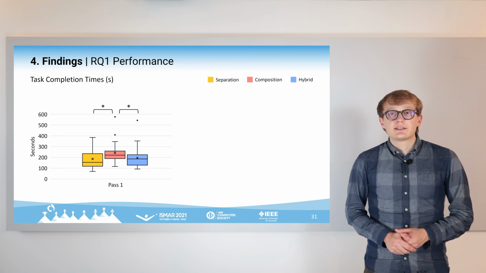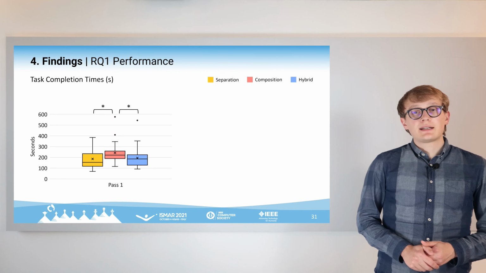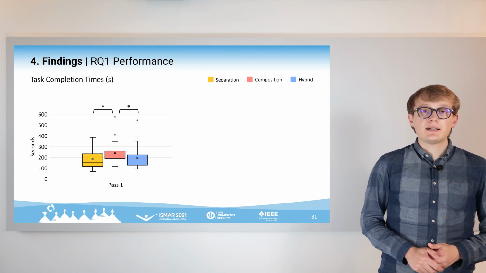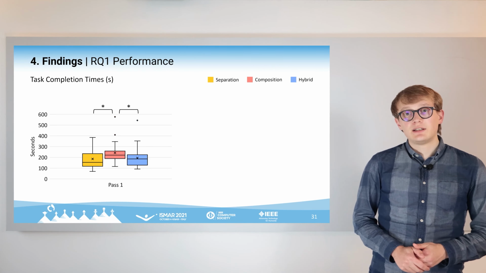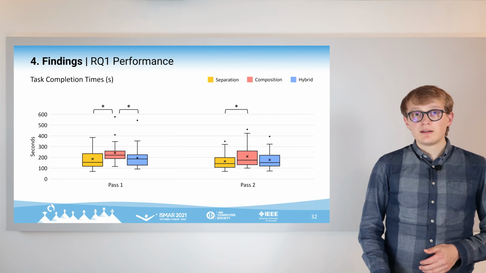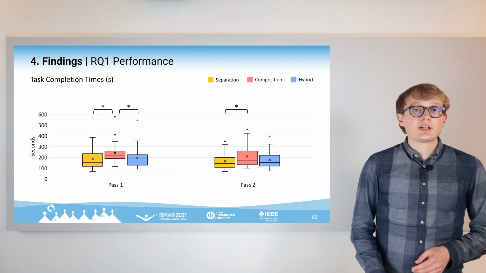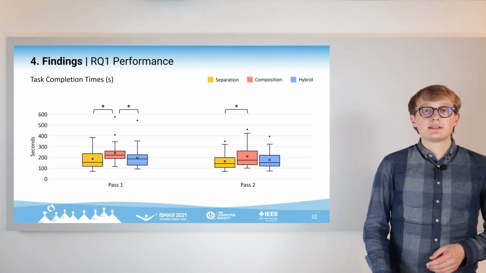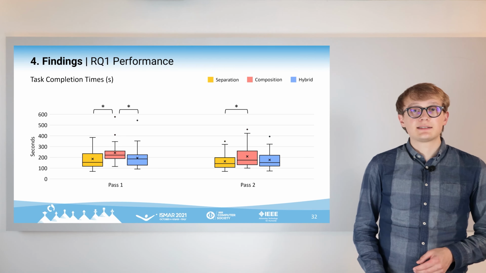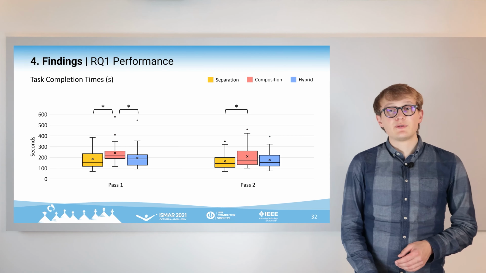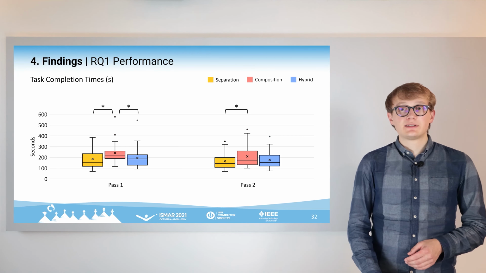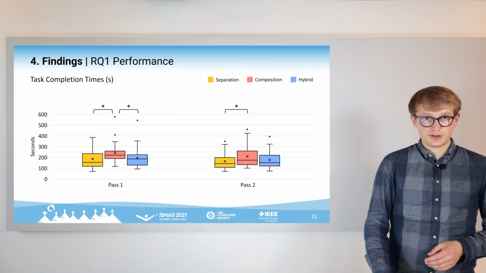Let's start with the findings related to the performance of the 3 techniques. Here in the first pass, task completion times for separation and hybrid were significantly lower than for composition. This slightly changed in the second pass. Here participants still were significantly faster with separation compared to composition. However, we were not able to find a significant difference between hybrid and composition.